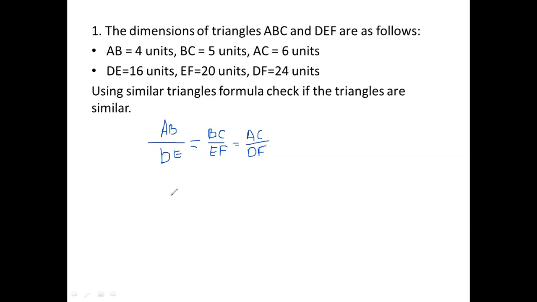So AB over DE: instead of AB, I will put 4, and instead of DE, I will put 16. That will equal 4 over 16. I can divide them by the same number. So 4 divided by 4 will be 1, and then 16 divided by 4 will be 4. I can do the same for BC. So this one was AB over DE.